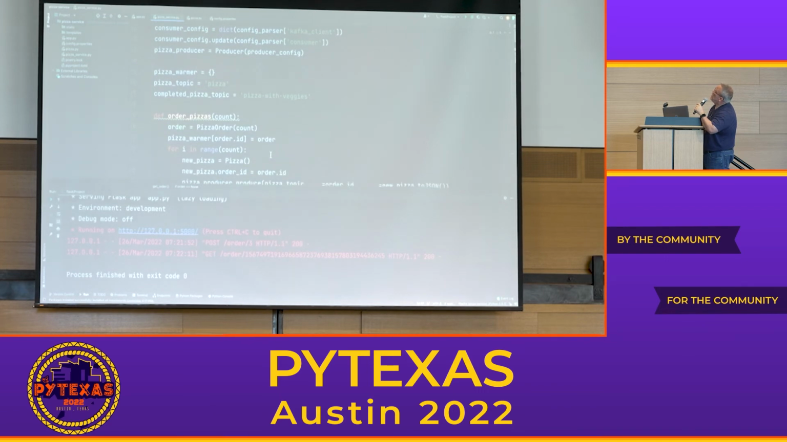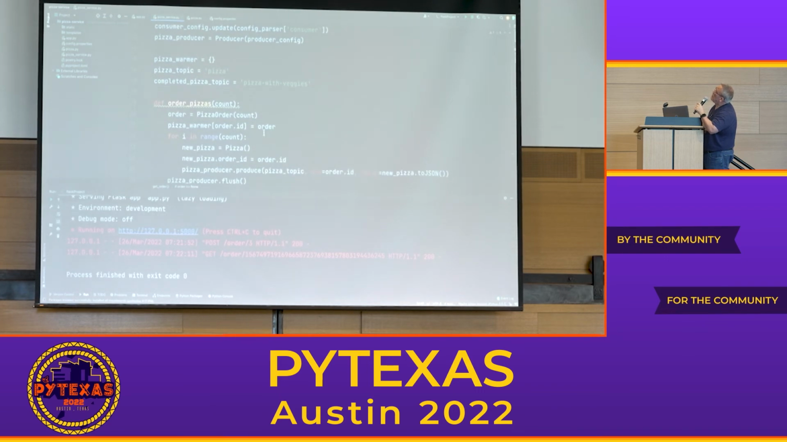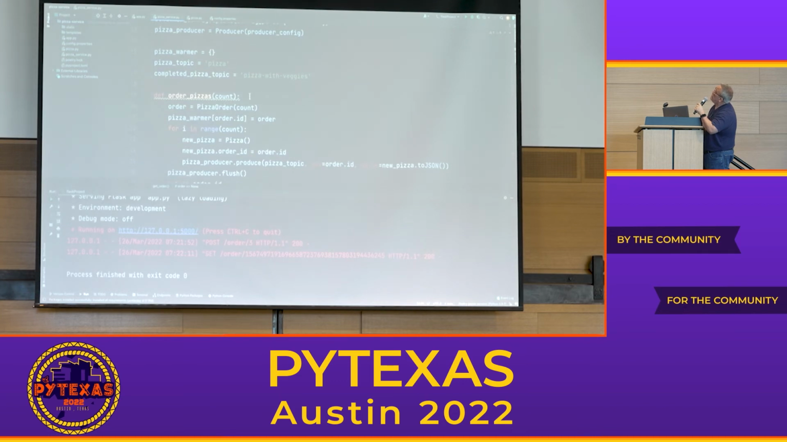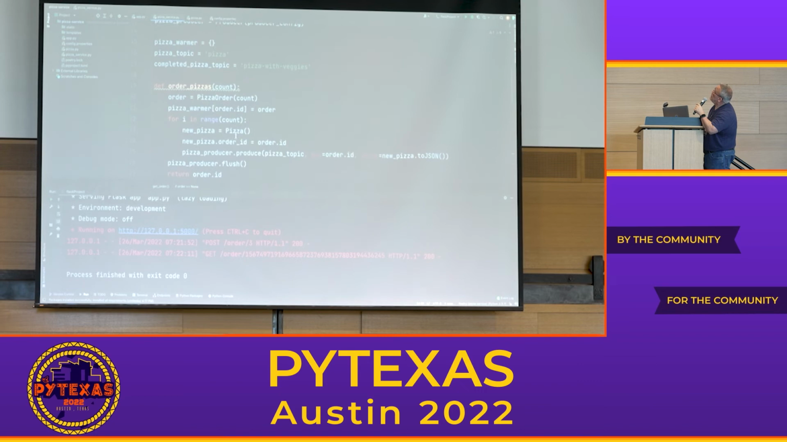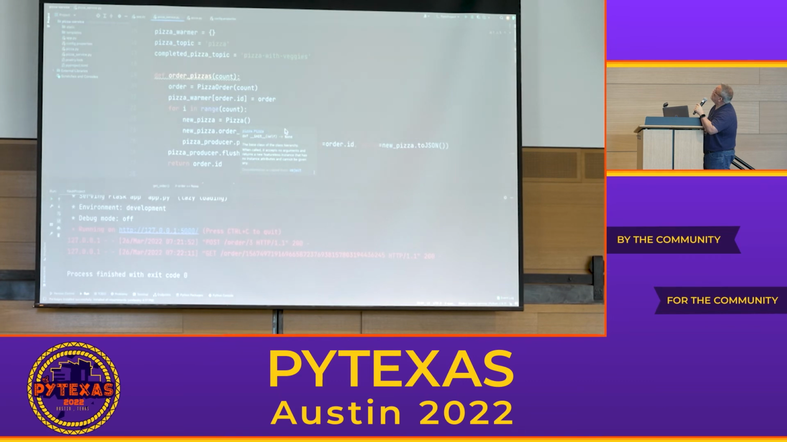All right, so here's that event or that method that's called when we hit that endpoint. So we're passing an account. We're going to create a new pizza order, giving it that count. We're going to stuff that into our pizza warmer just to hold it there while we're doing our work. And then we're going to loop through for the number based on the count. We're going to create a new pizza. And then we're going to set the order ID of that pizza order. We're going to set that on the pizza. So now each pizza inside the order has a link there, so we can keep those in sync.